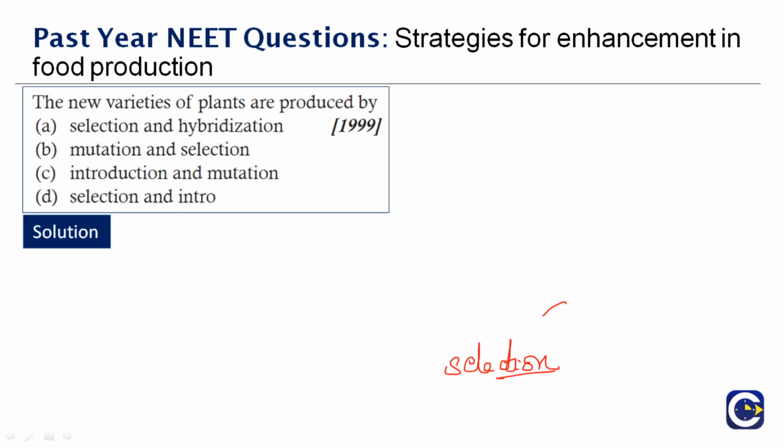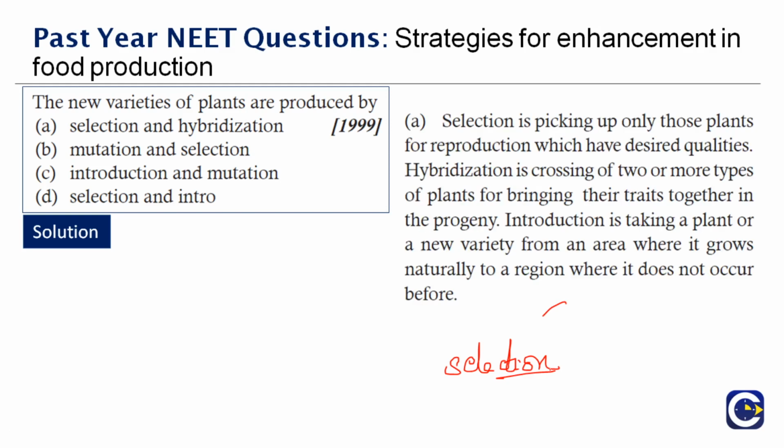You must have seen some places where certain plants grow irrespective of unfavorable conditions. You can take and research them: what gives them that resistance, how can they manage such conditions. All these give you an idea of how you can bring about new varieties. So this is one part. So the new varieties of plants are produced by selection and hybridization, which is option A.